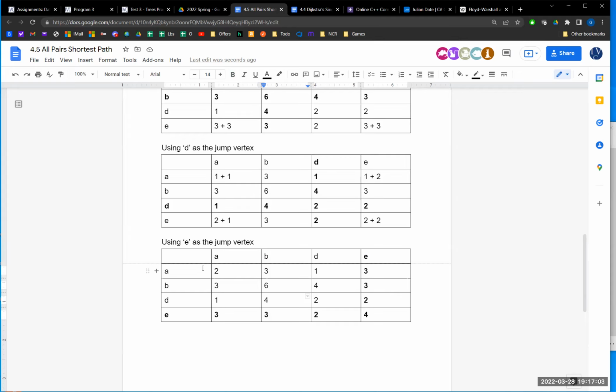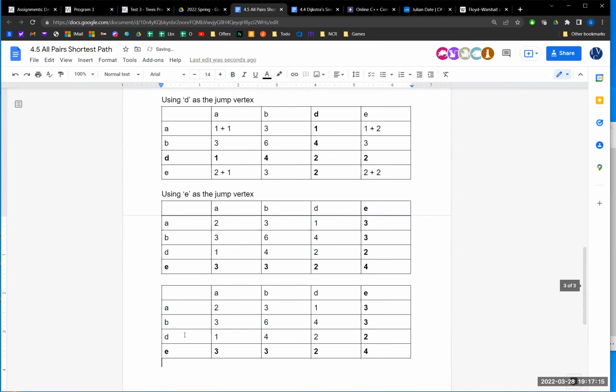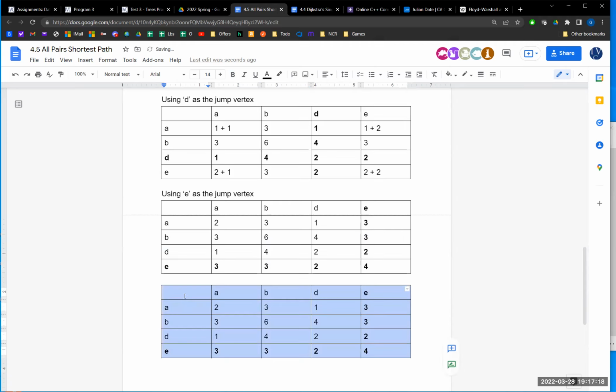All right, so shortest path from A to anyone else, it's going to be 2, 3, 1, and 3. We don't know what the actual path is, but we know what the cost is going to be.